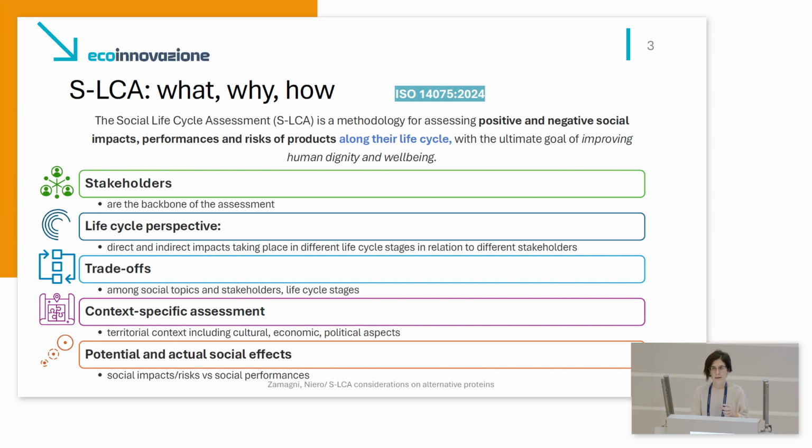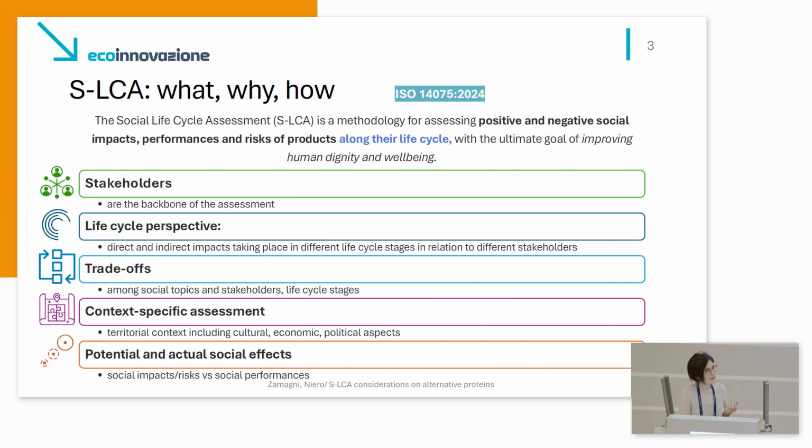Social LCA is able to deliver quantitative results. I think that is a major difference compared to other social-related methodologies. But results can also be semi-quantitative or qualitative, depending on the level of information available. The good news is that the methodology has been recently standardized. We have a standard for social LCA, the ISO 14075, which was just released in October this year, so very fresh. It was pushed by strong industry demand for a methodology for social assessment of products.